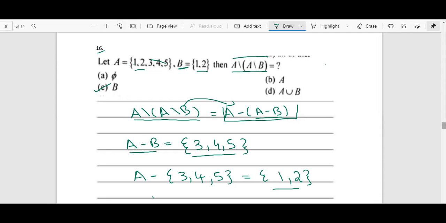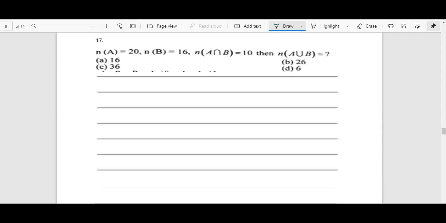Okay, let's talk about the 17th question now. So here the question says n(A). This basically means number of elements in A, right? So in A we have 20 elements, in B we have 16 elements, and in A intersection B we have 10 elements. So how many elements are we going to have in A union B?